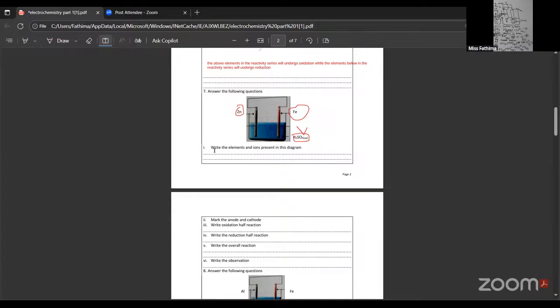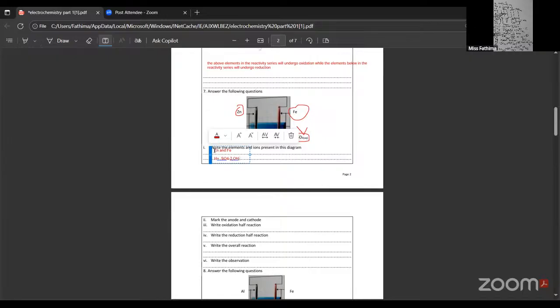Elements are zinc and iron, right? Then what are the ions? H plus, and SO4 2 minus. Okay, I can't subscript, so therefore I'm just giving you the numbers, right? Then you have OH minus, right?